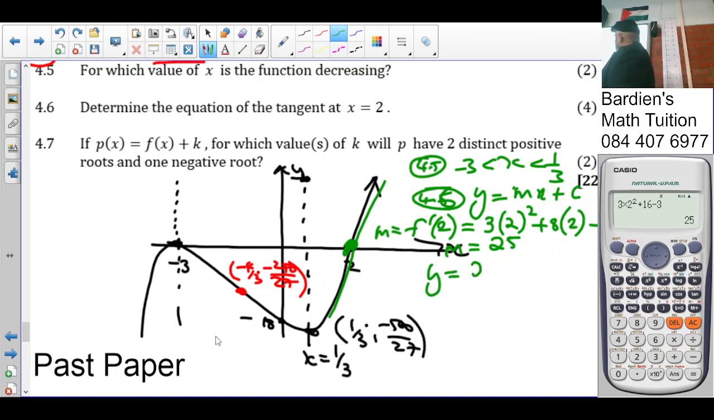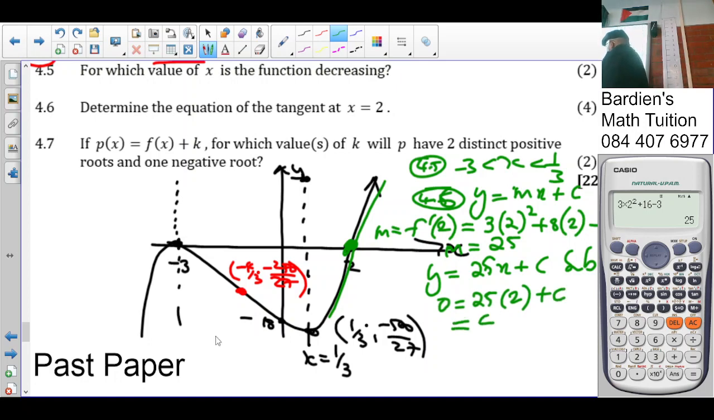So y is equal to 25x plus c. The only point that we know lies on the graph is (2, 0). If I didn't know the corresponding y value, I would have substituted 2 into the original equation. So 0 is equal to 25 times 2 plus c, which is 50. So c is negative 50. The equation is y is equal to 25x minus 50.